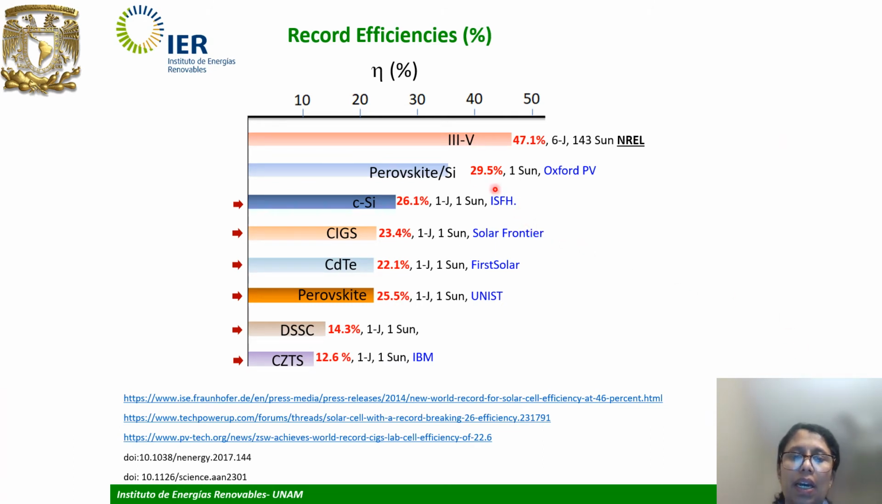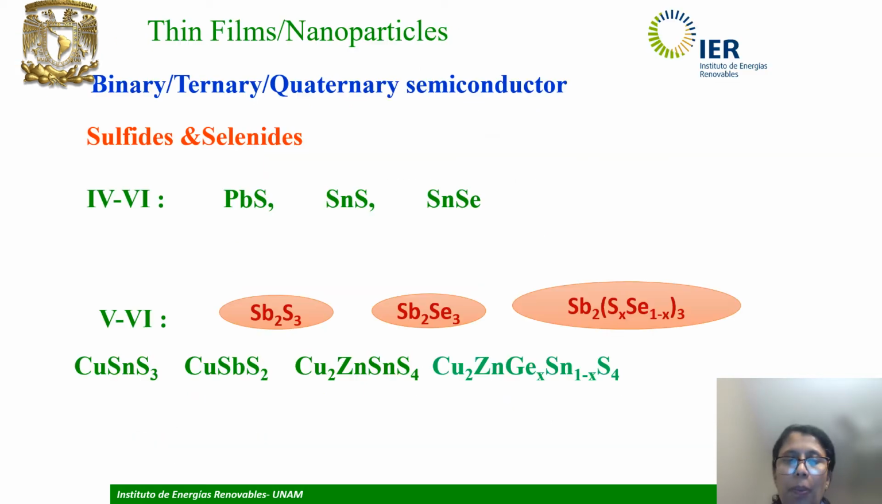These are the efficiencies of the present leading solar cells: cadmium telluride at 22.1, copper indium gallium selenide around 23.5, and copper zinc tin sulfide around 12.6%. In our group, we work on the development of binary, ternary and quaternary semiconductor materials. Today I'll be presenting the results on sulfides and selenides of antimony.